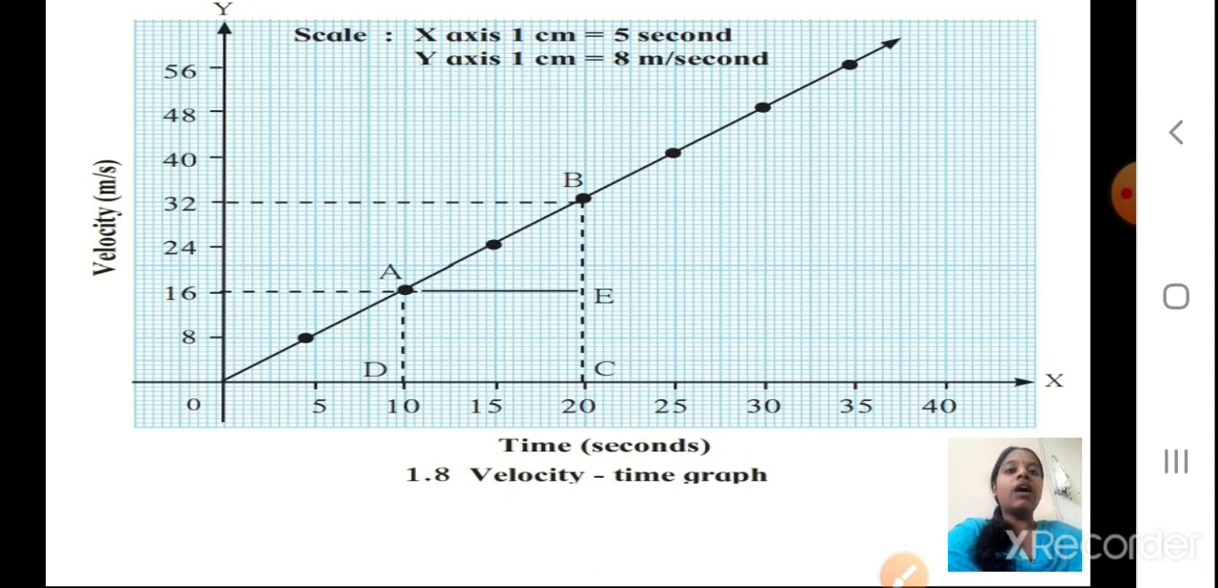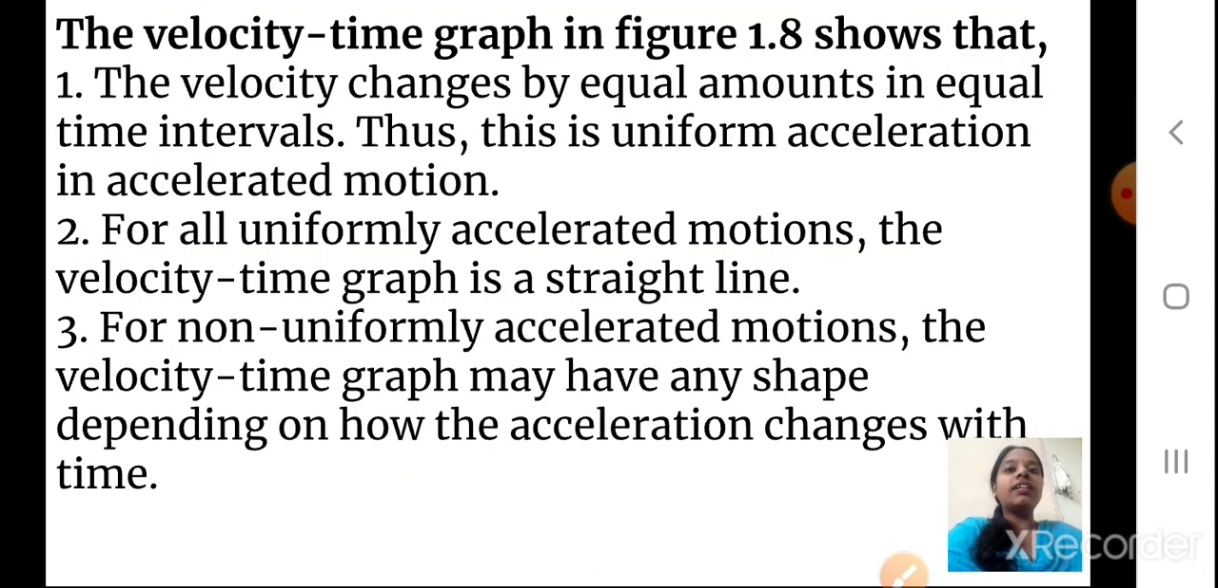Okay students, now next part we will see, that is the velocity time graph in figure 1.8. What we saw now, the graph shows that the velocity changes by equal amounts in equal time intervals. As I told you, the velocity is changing in equal amounts in equal time intervals. Yes, thus this is uniform acceleration in accelerated motion. What we called as uniform acceleration in accelerated motion. Okay, for all uniformly accelerated motions, the velocity time graph is a straight line.